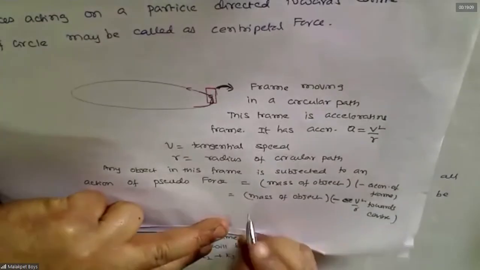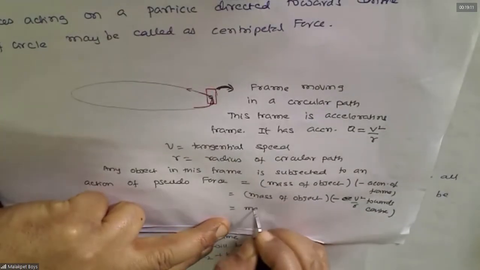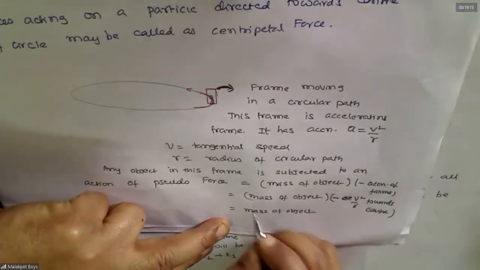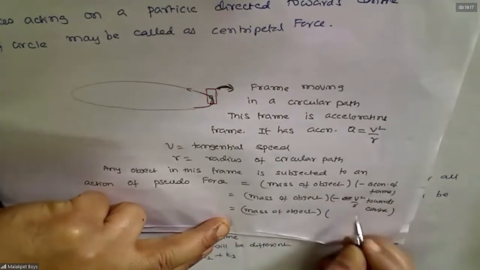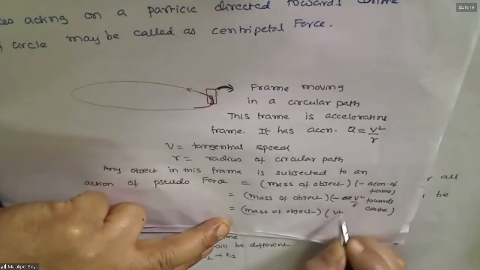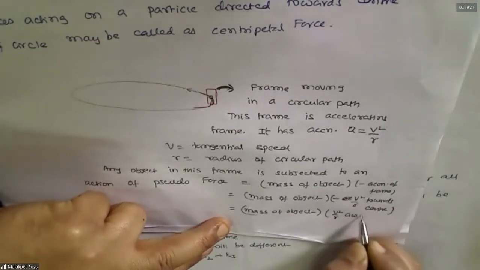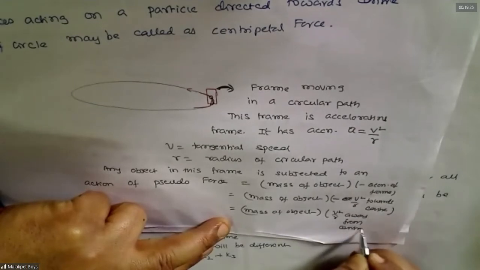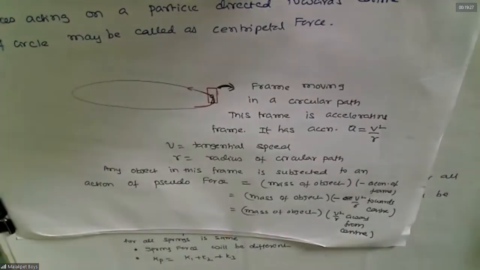So that means I can say that the mass of the object times minus of V square by R towards the center means it is V square by R away from the center. Do you agree with this?